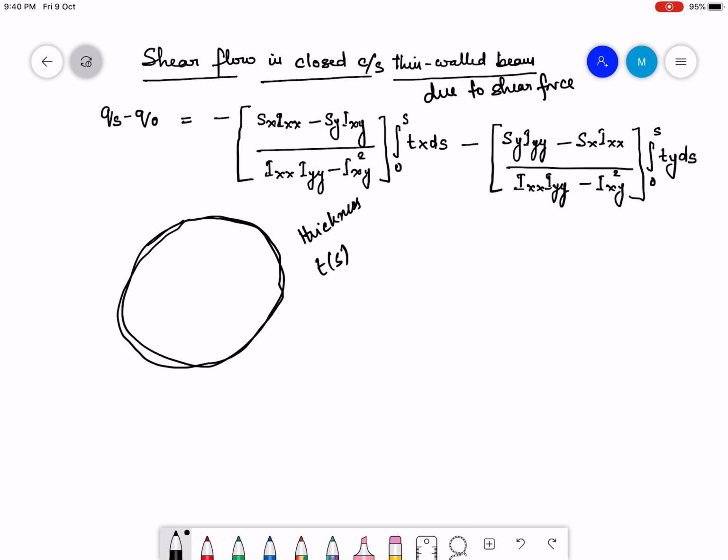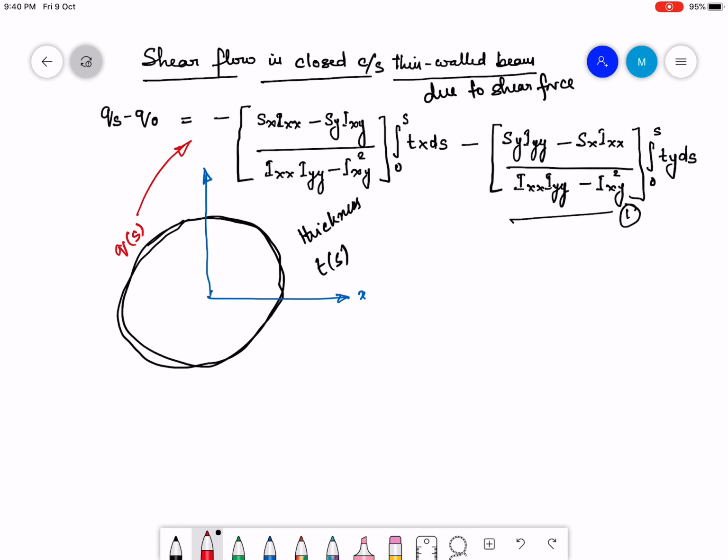Now let me also draw the axes. This is the x-axis, this is the y-axis. Now qs is going to be the shear flow, which can be obtained by solving this equation. So qs would be achievable by solving this equation. As I said, Q0 is going to be the only problem.